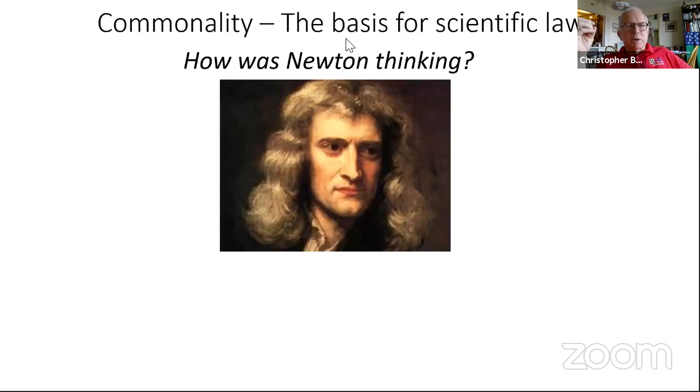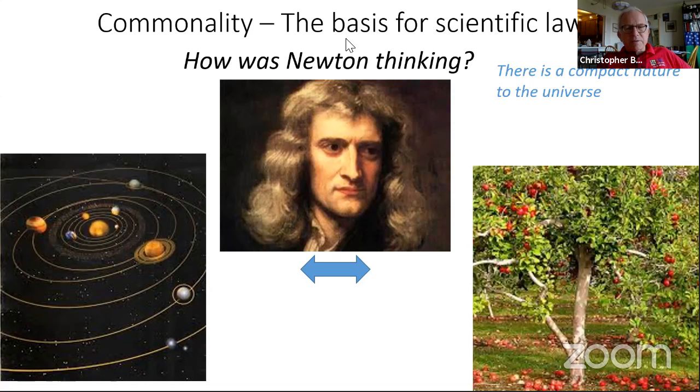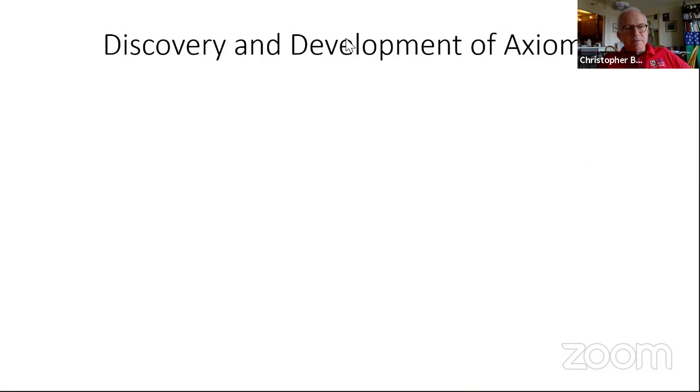So let's take a look at what Newton did. Commonality. That's the basis for all scientific laws. What was Newton thinking? That there is some sort of common nature in the universe that can relate the motion of planets to apples falling off a tree on Earth. Big jump. Nice going, Newton. Recognizing commonalities across a wide variety of applications.